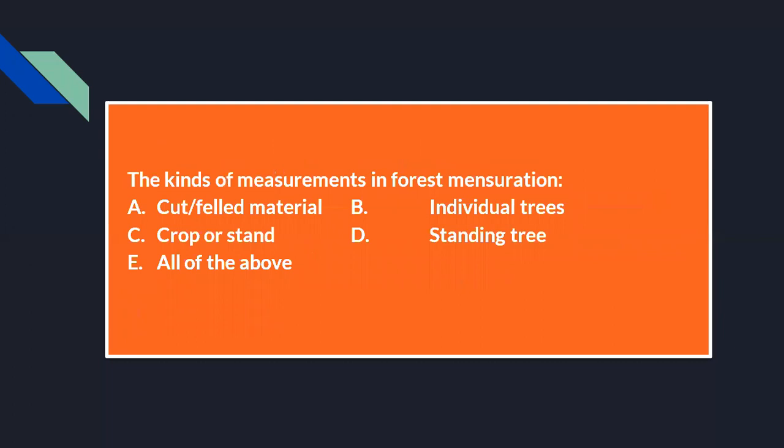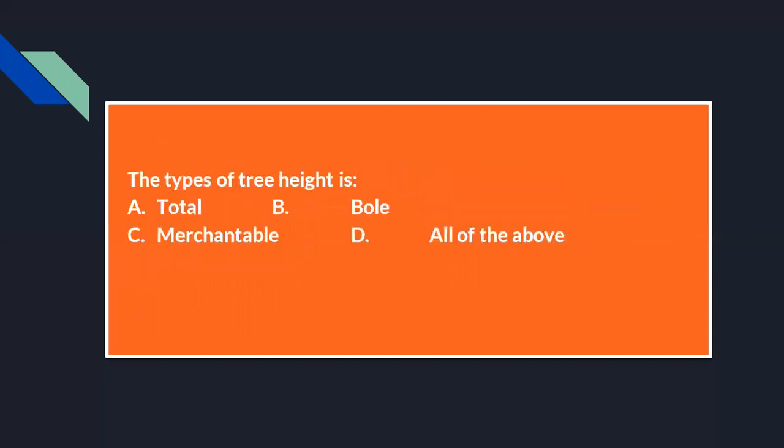Next question, the kinds of measurements in forest mensuration include cut or felled material, individual trees, crop or standing trees. And we know that in forest mensuration we use all of these: cut and felled material, individual trees, crop or standing trees. So option E is the correct answer.